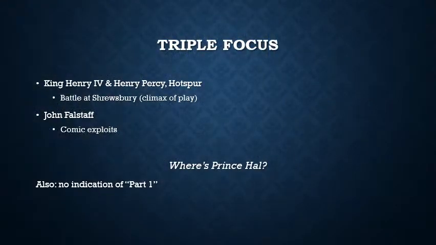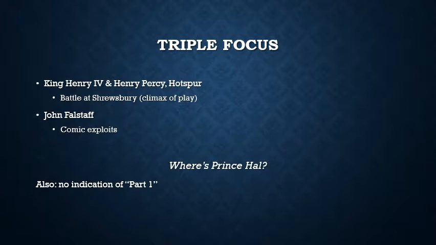So a few things to note here. We have this triple focus. On the one hand, we have King Henry IV and Henry Percy, that is Hotspur, identified as opponents. And we're given the name of the central event, the climax of the play, which is the Battle at Shrewsbury. Yet there's also this third character named, John Falstaff and his comic exploits. And that seems to be a big contrast from this battle between Hotspur and Henry IV.